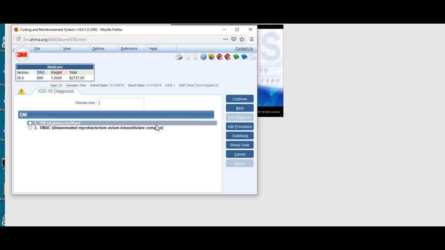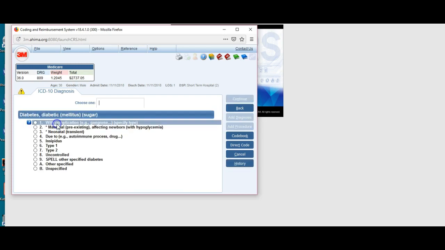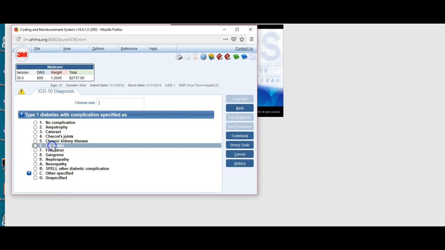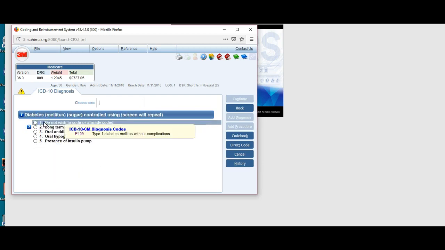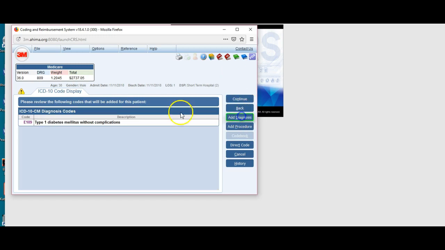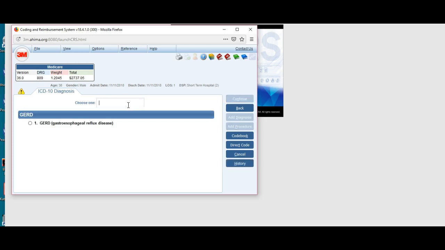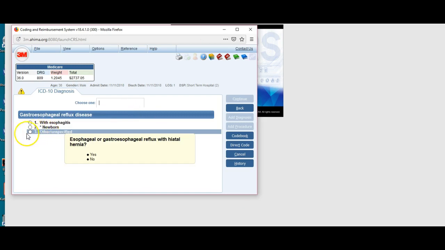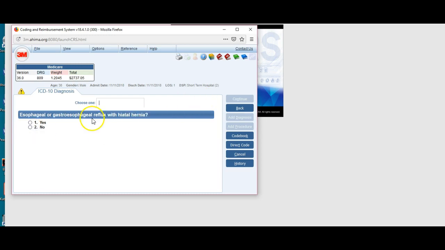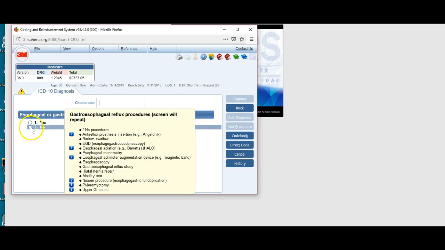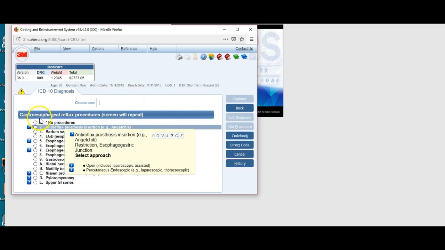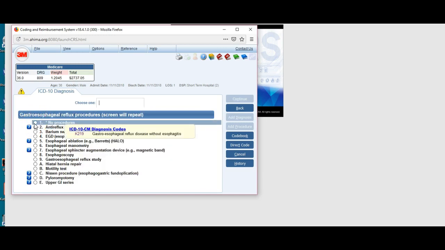And then the diabetes, the patient was a type 1 diabetic, so we're going to pick type 1. No complication, do not wish to code. And the patient also had reflux. So we're going to pick 3 there. They didn't say anything about a hiatal hernia, so we're going to pick no. No procedures.